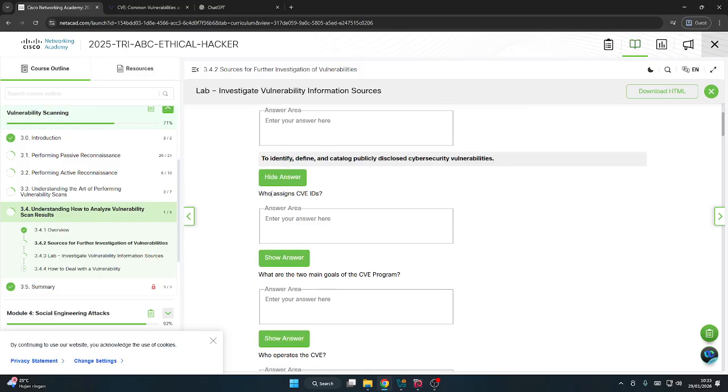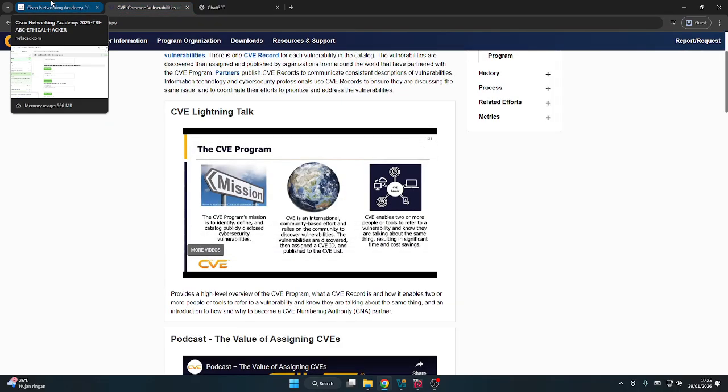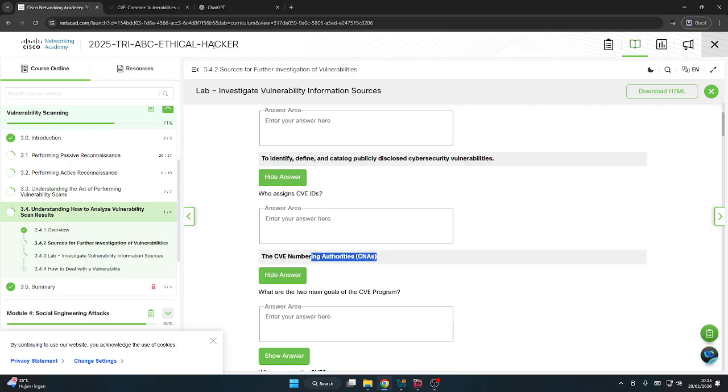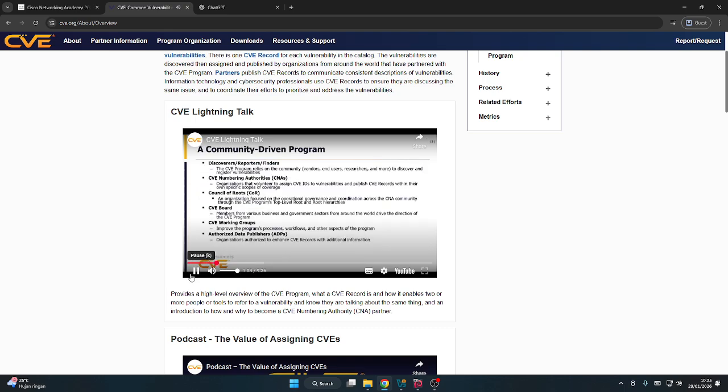So, assign CVE IDs, community-based effort, international. CNAs: these CVE numbering authorities are organizations that volunteer to assign CVE IDs to vulnerabilities and publish the CVE record within their own specific scopes of coverage.